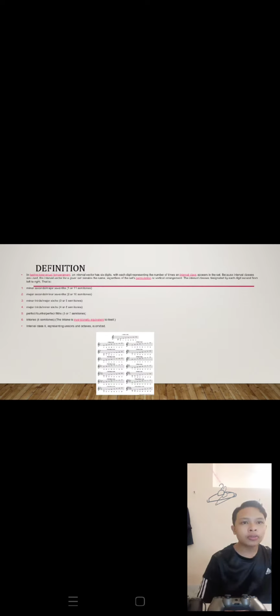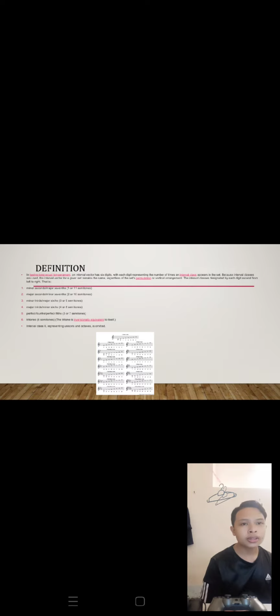Definition. In 12-tone equal temperament, an interval vector has 6 digits, with each digit representing the number of times an interval class appears in the set. Because interval classes are used, the interval vector for a given set remains the same, regardless of the set's permutation or vertical arrangement. The interval classes designated by each digit ascend from left to right.